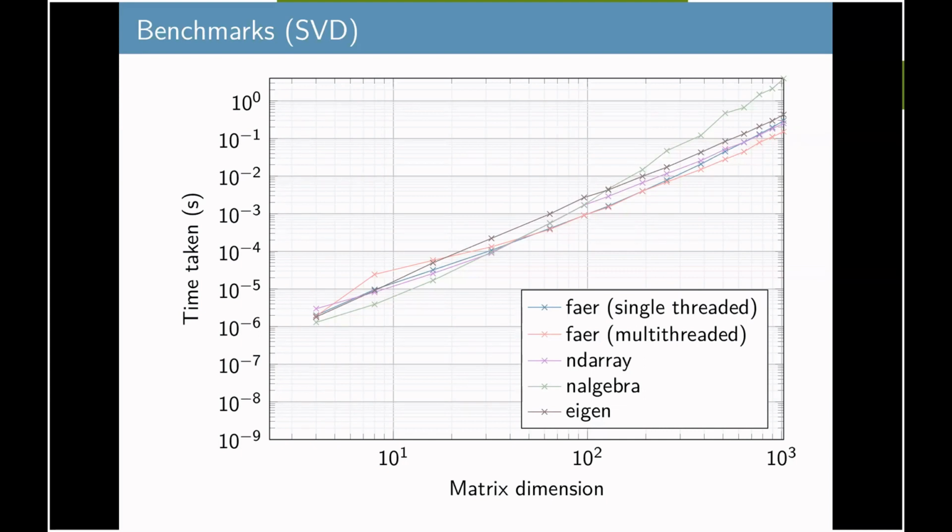Sorry, for the SVD, yeah, it uses the QR algorithm, whereas faer currently only uses the divide and conquer algorithm, which is not very efficient for small matrices. So here we suffer quite a bit for small matrices. But again, as the matrix size grows, we become very competitive. And even with a single thread, we managed to achieve what other libraries have to use all the cores in the CPU to get that kind of performance.